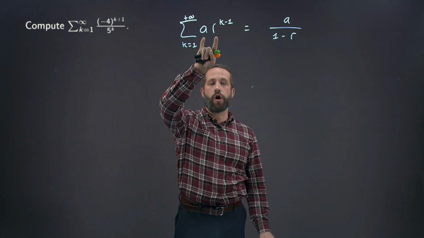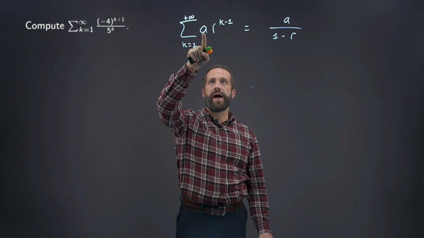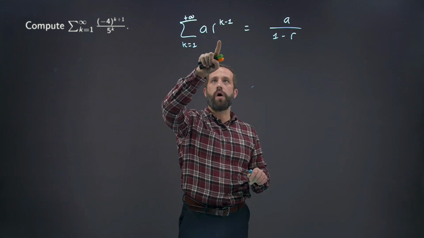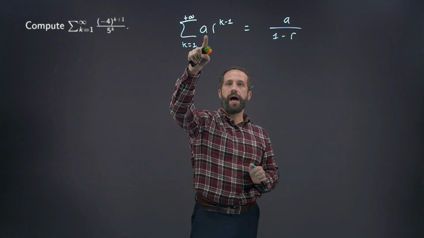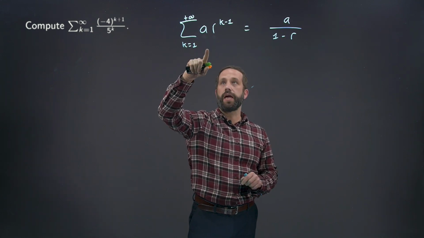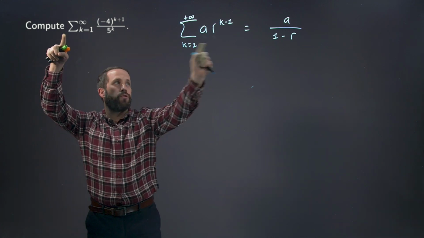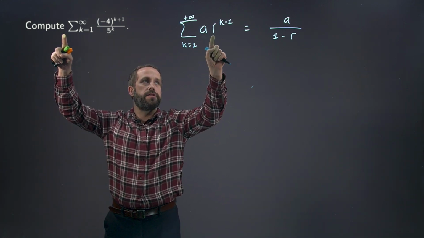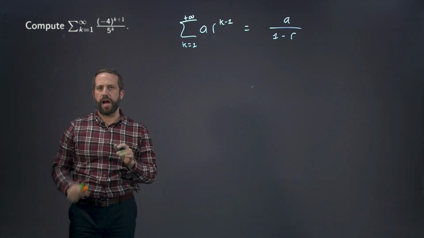A and r are both constants, but the a doesn't change as the terms of the sequence change. But this does, it's r to the power of k minus 1. r is called the common ratio, and a is called the multiplier or something. And so now, if we want to compute this sum, we have to write it in this form here. We have to write it as a times r to the power of k minus 1. And so now we have to figure out how we can do this.